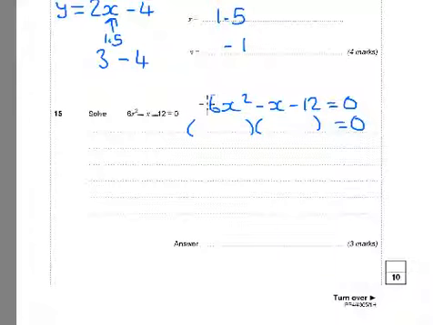And we know that the two numbers at the front have to times together to make 6, and the two numbers at the end have to times together to make 12. So we've got a few options. The fronts could be 6 and 1, or 3 and 2.